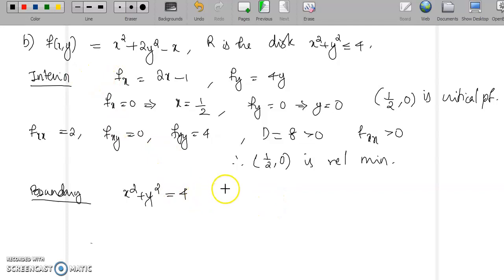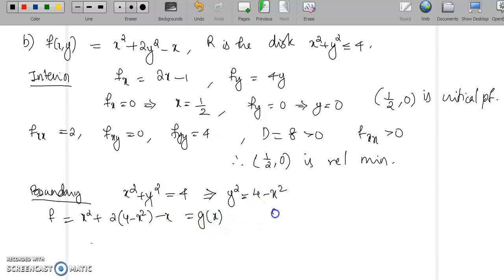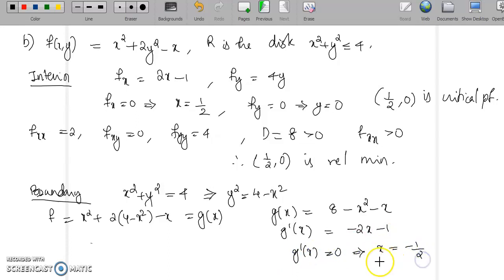So y square is equal to 4 minus x square. Substituting this in f, you will get x square plus 2 times 4 minus x square, minus x. Let me call it some g of x. So g of x will be equal to 8 minus x square minus x. Now g dash of x will be minus 2x minus 1. So g dash of x equal to 0 implies x will be equal to minus 1 by 2.